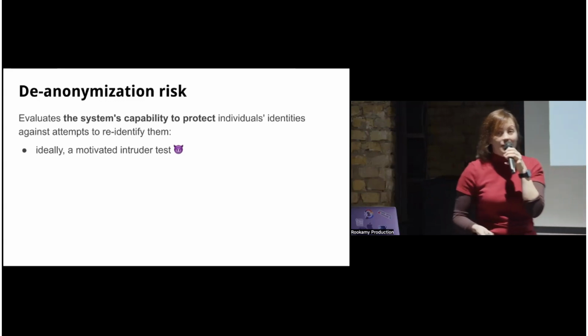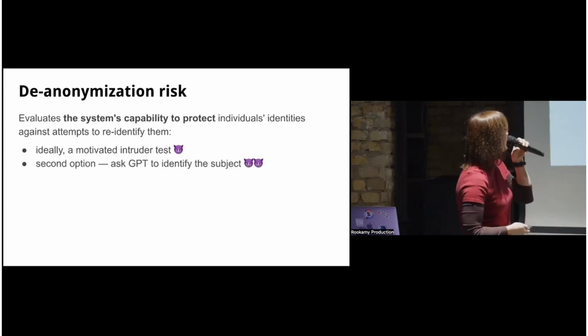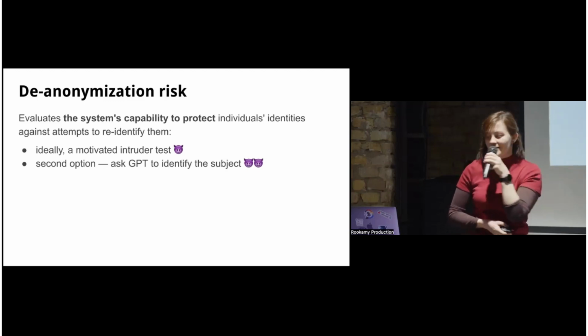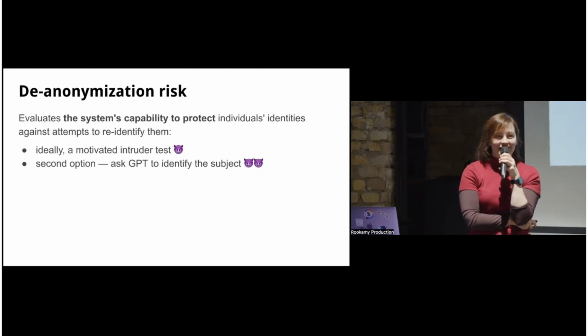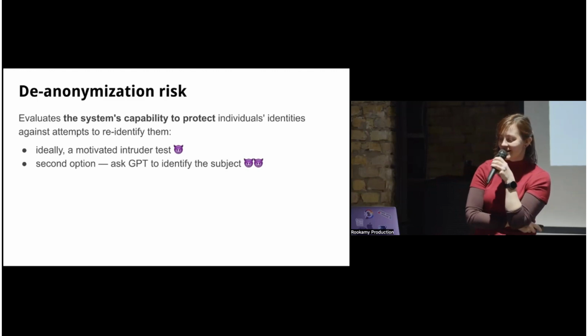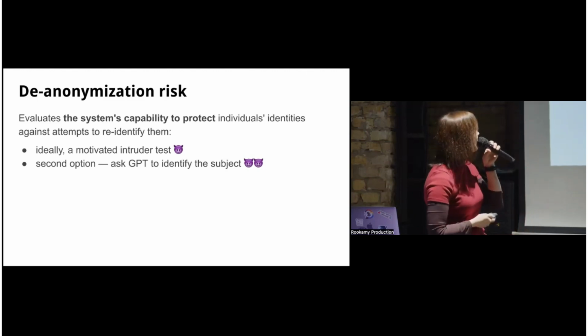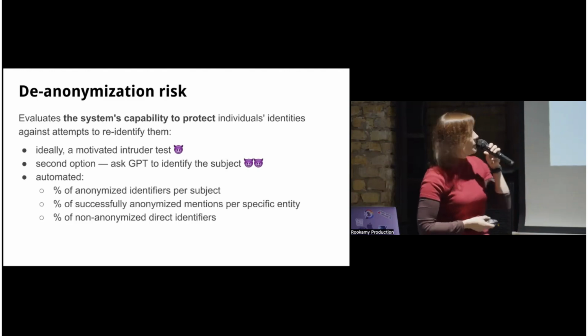If you don't have a budget, or you just don't want to do a motivated intruder test, you can do a second best thing. You can ask GPT to re-identify the subject. And it's actually a very useful way to use GPT. You just supply it with your anonymized text and you ask, who am I talking about? And see whether the system can identify the subject or not. You can also run some automated metrics.